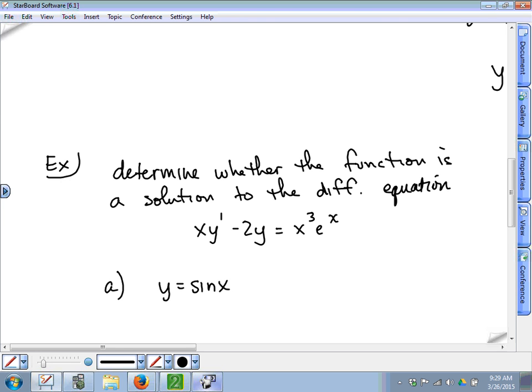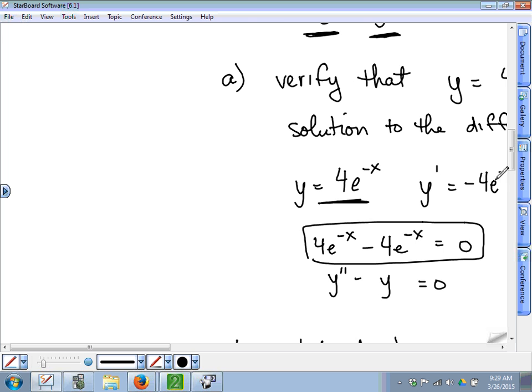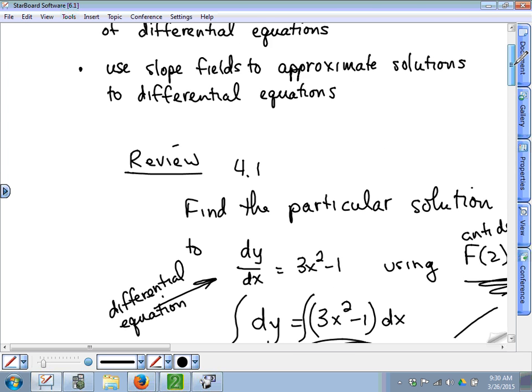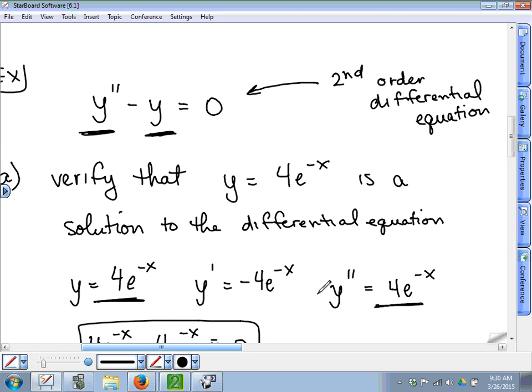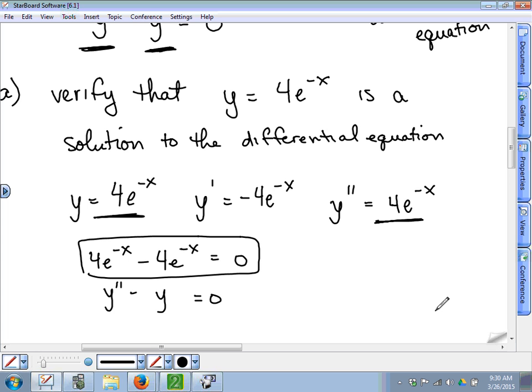So determine whether this function is a solution to that differential equation there. So these are yes or no answers. Look, go back in your notes. Let's take a look at the first two examples. Flip back in your notes.